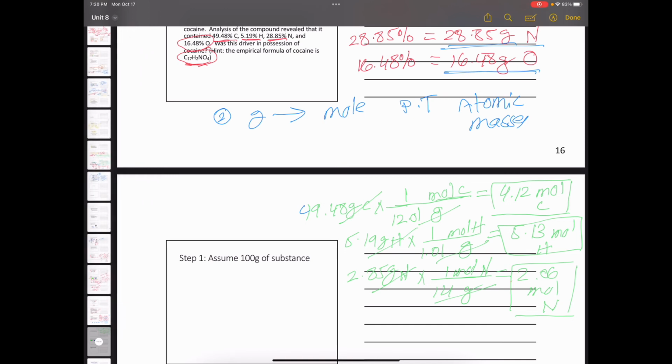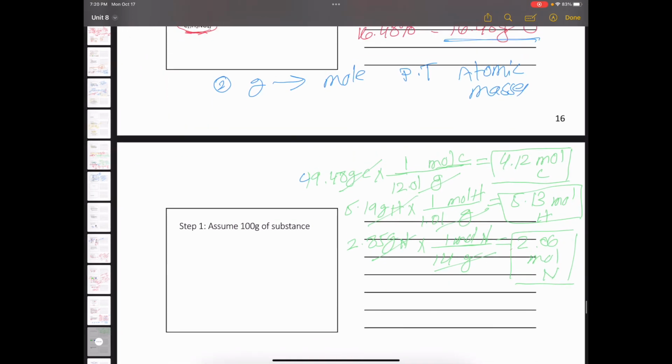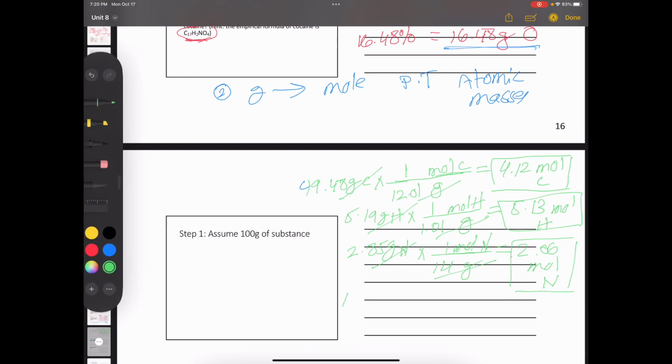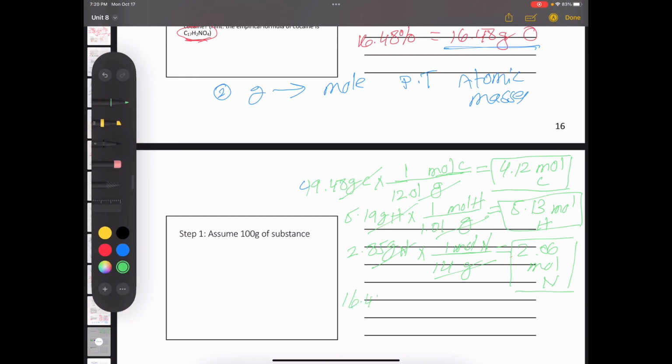Okay? Lastly, the oxygen. I have 16.48 grams of oxygen. I'm going to multiply that by the atomic mass for oxygen, which is 1 mole of oxygen equals 16 grams. Cancel out grams, and that would equal 1.03 moles of oxygen. So now I have converted all my grams for all the elements that are part of that unknown formula into moles.